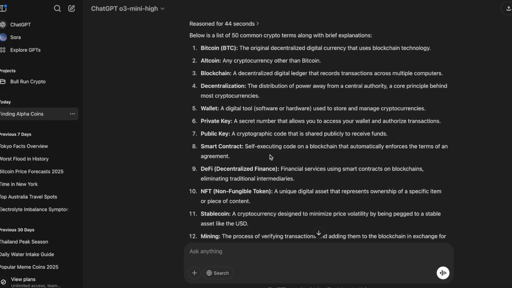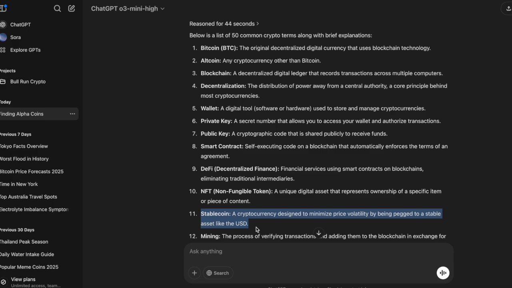DeFi, that means decentralized finance, okay? So that is financial services using blockchain smart contracts and eliminating traditional intermediaries. So DeFi, decentralized finance. NFT, non-fungible token, a unique digital asset that represents ownership of a specific item or a piece of content. I don't know, Michael Jordan's pro basketball card, a rookie basketball card could be an NFT. We saw that with JPEGs or pictures or collectibles that were artwork, right? That was a big thing last cycle, NFT.